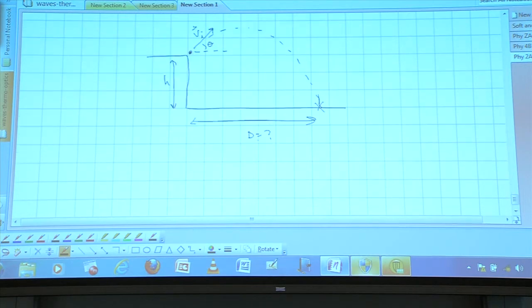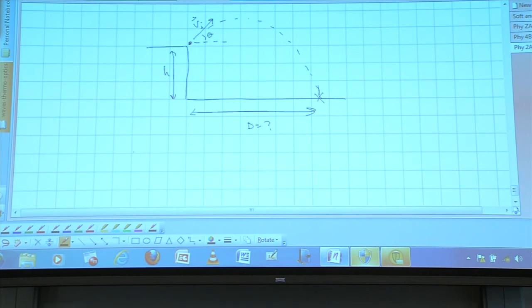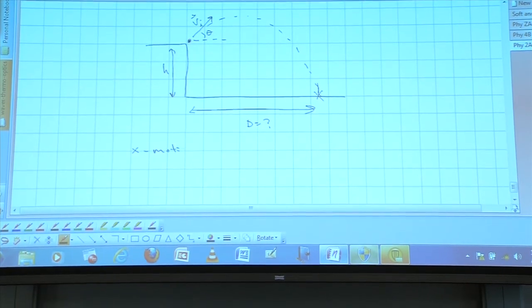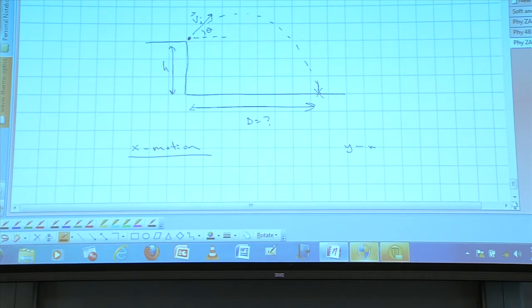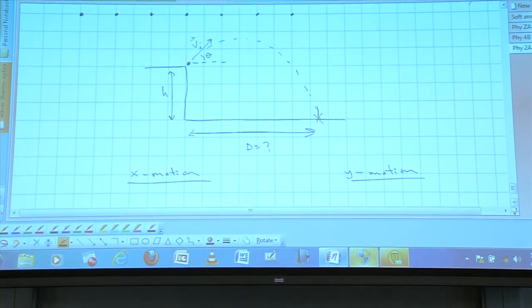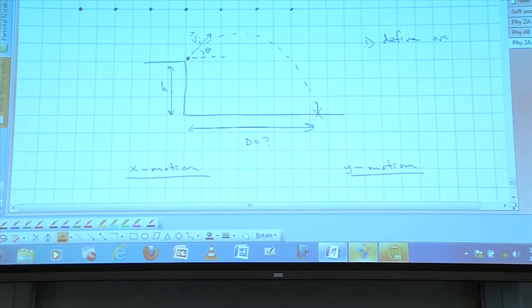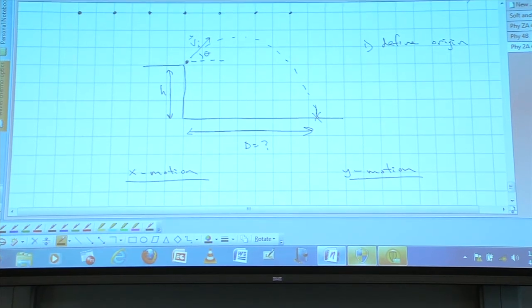So the approach here is to split up the x and the y motion and coordinates. This is like doing two one-dimensional kinematics problems. So we've got our x motion and our y motion. What's the first thing we want to do when we do these problems? Define your origin. Where do you want the origin to be? So this is going to be our origin.